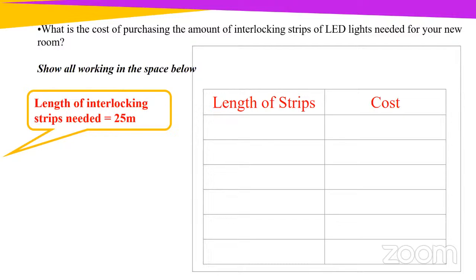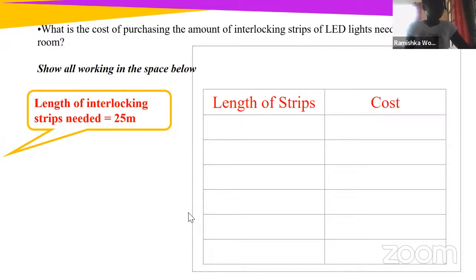Yes, miss. Let's think about the question again, boys and girls. We need a total of 25 meters. Remind me, what's the length of one of the interlocking strips again? 5 meters. I see Brianna's hand is up. How many strips then would we need to end up with a length of 25 meters? Remember, one length is, pardon?